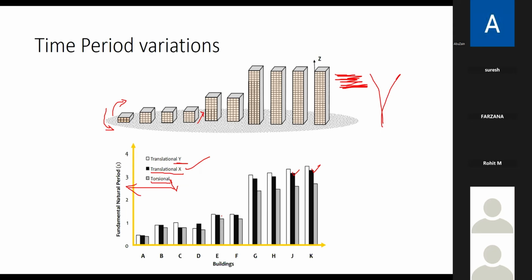Here I just show the variation for different heights of the building. These are all the actual time periods. Our code book also has a typical formula. If we use the empirical formula, we will get almost similar results.